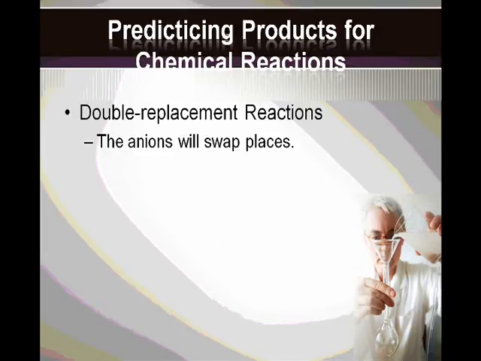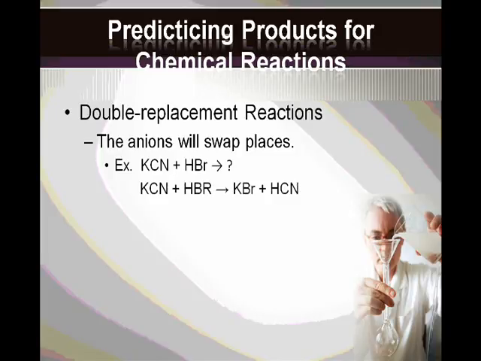Now let's look at double replacement reactions. The anions, the negative charges in each compound, will swap places. So look at this. Find the negative charges that were originally negative and have them swap places, and go ahead and predict the products. And pause the video. Okay, you should have come up with potassium bromide and hydrogen cyanide.